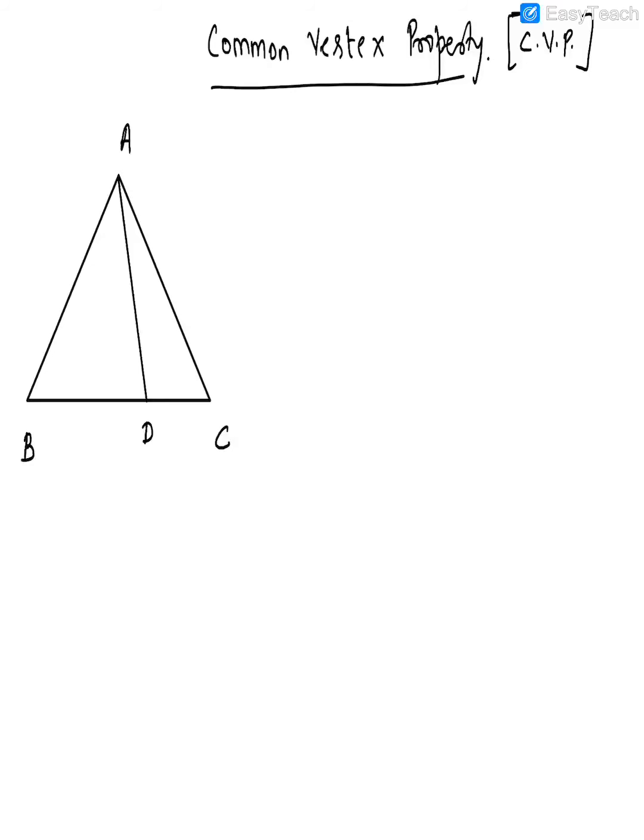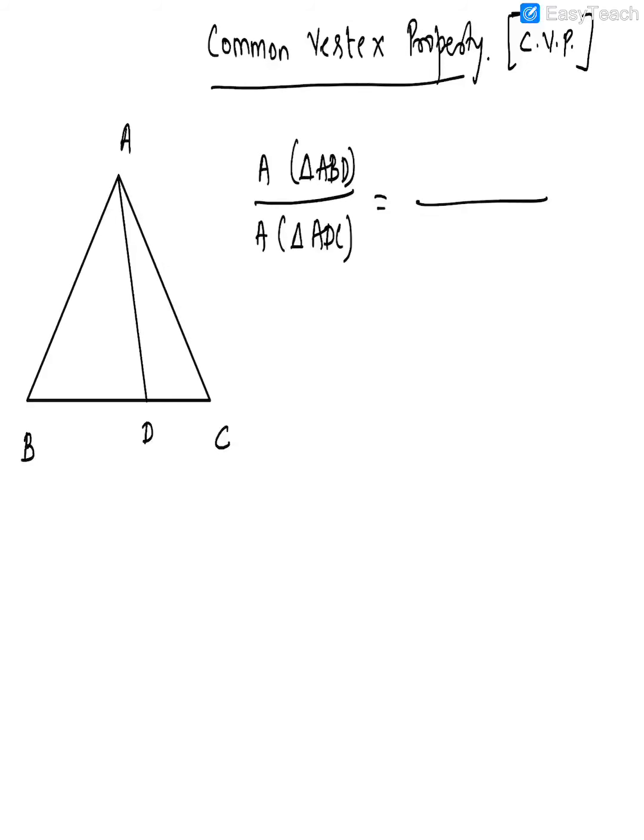Now I'll tell you what this property is first. In this property we don't need to prove that the triangles are similar. So you can apply this property even when the two triangles are not similar to each other. Now, the property states that the area of triangle ABD upon area of triangle ADC will be equal to what?